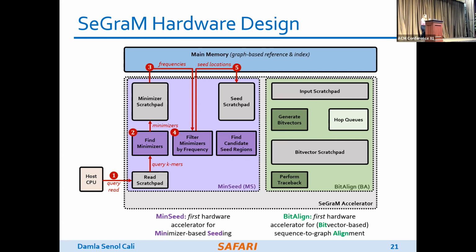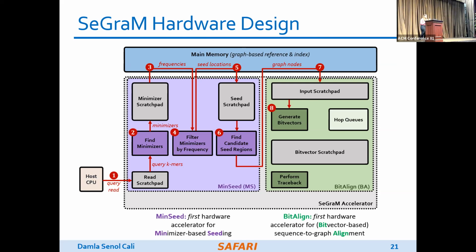And finally, MinSeed calculates the candidate reference region, which is the subgraph surrounding the seed. For each seed, it fetches the graph nodes from the main memory and writes the nodes to the input scratchpad of BitAlign. And then BitAlign starts by reading the subgraph and the query read from the input scratchpad and generates the bit vectors required for the alignment operation.